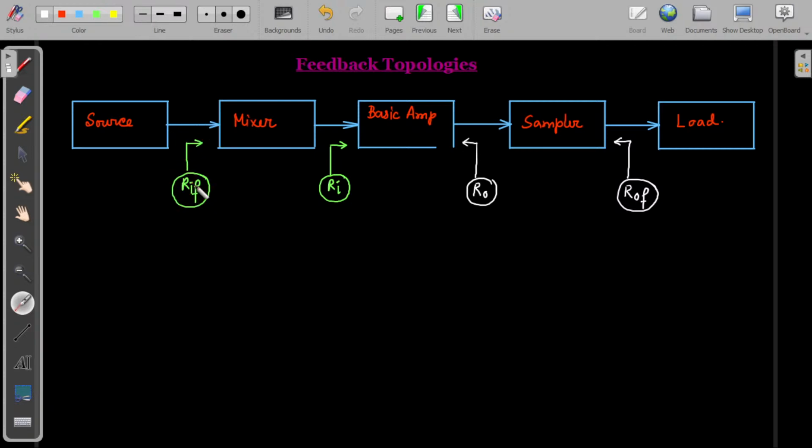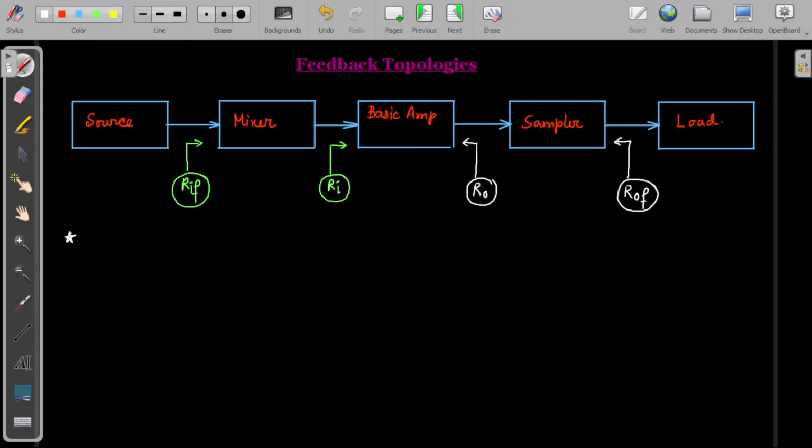Now ये जो mixer है, what is this mixer doing? First point: the mixer is only mixing the signals. Which signals? The feedback signals and the source signals. यहाँ से जो feedback signal आएगा, और यहाँ पे source signal, ये दोनों signal को mix करके basic amplifier के अंदर जाएगा.